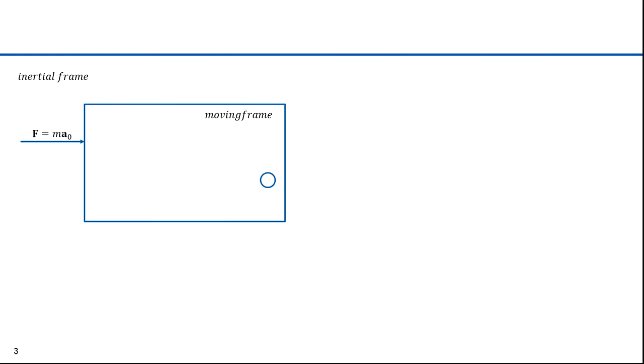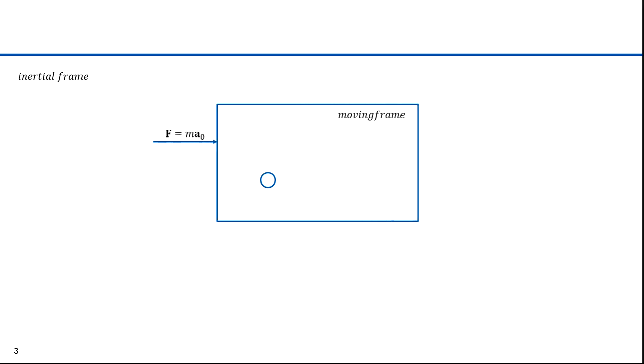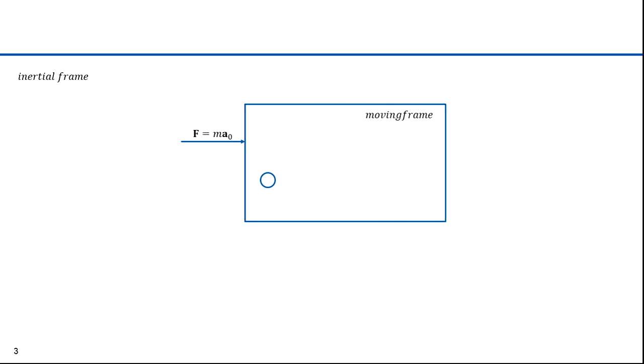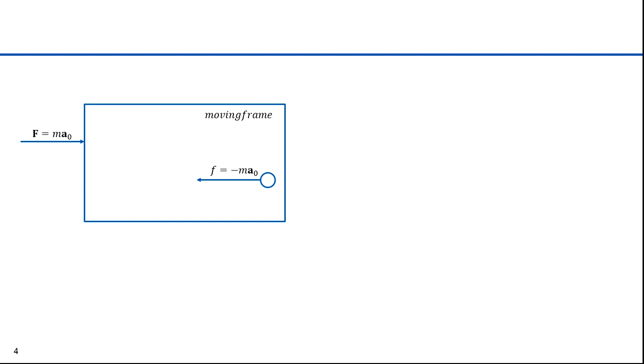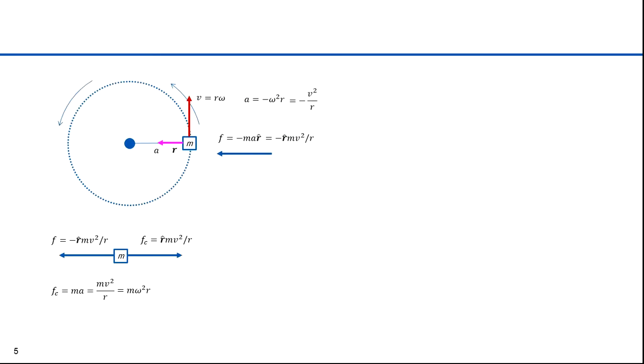Imagine an object moving in the frame that's not attached to anything. As the frame accelerates, the object in the inertial frame of reference stays fixed. If you're observing this from within the moving frame, it would appear that the object was accelerating to the left, in the opposite direction of the force applied to the moving frame. The force F would equal minus m times the acceleration a0.